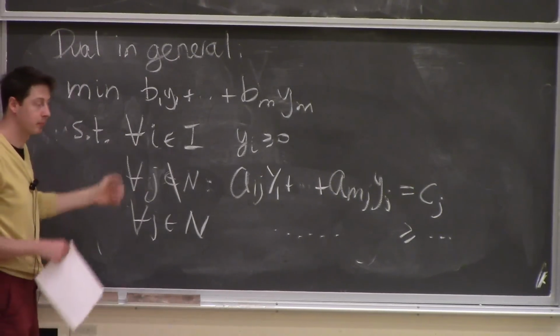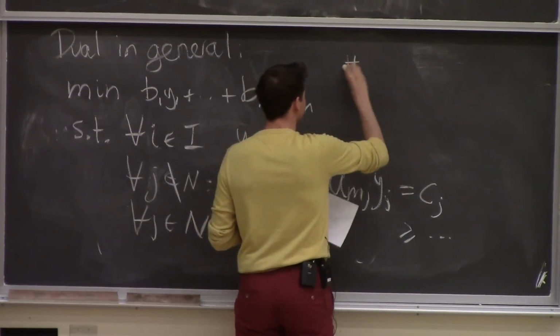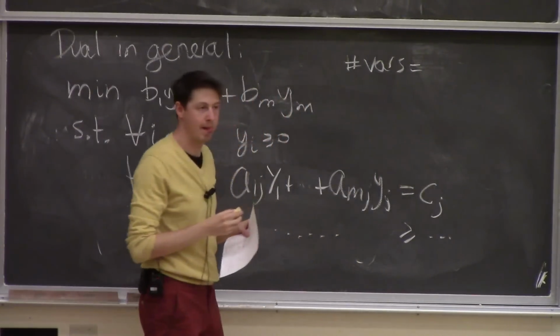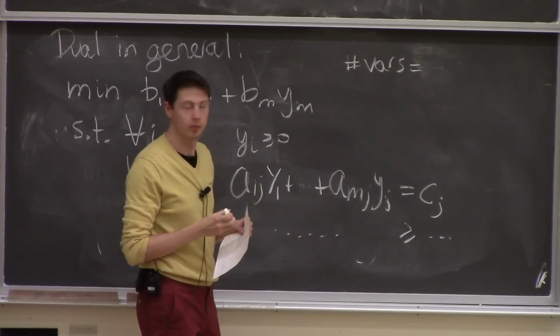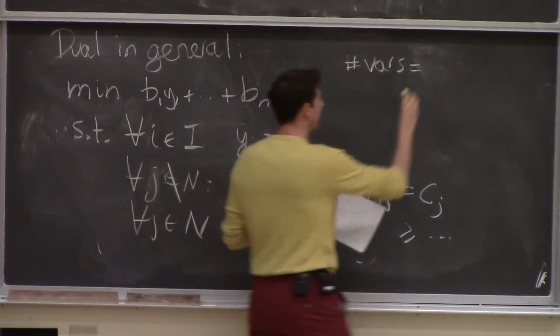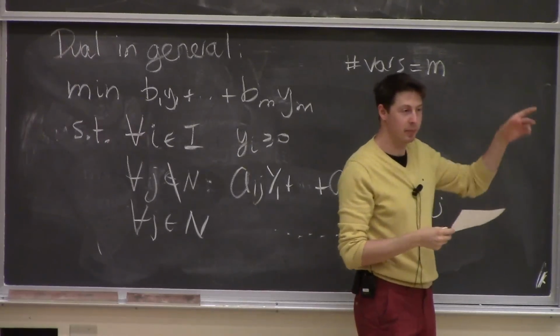Okay? Now, what is the number of variables in the dual? It says here, by the way. M, right? What was M in the primal?